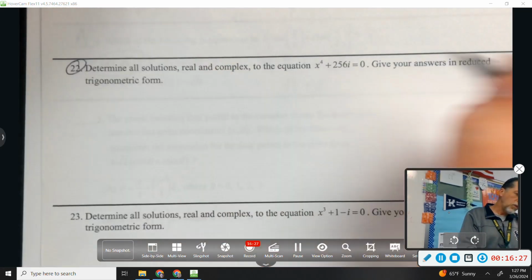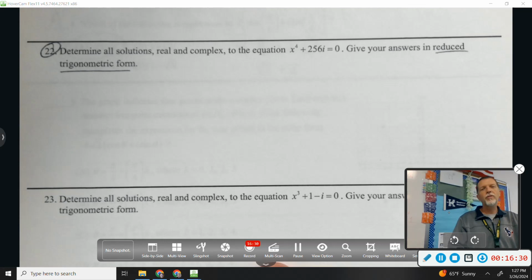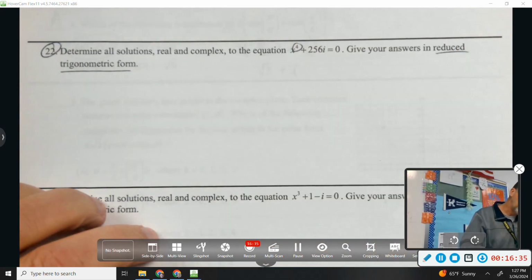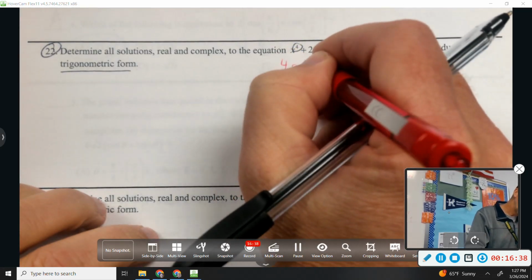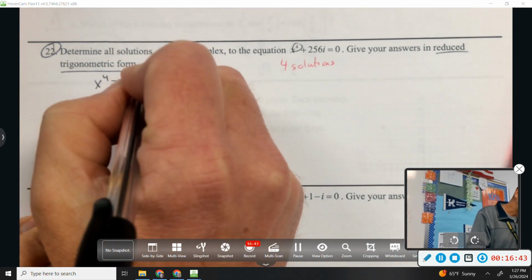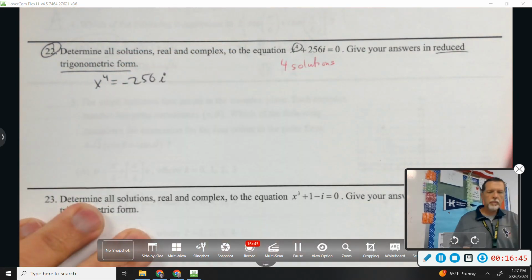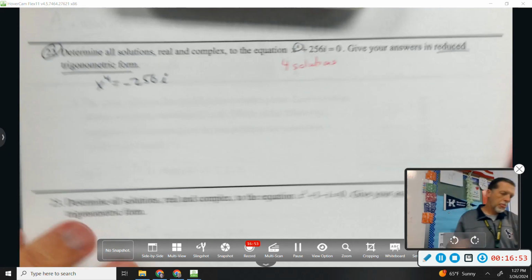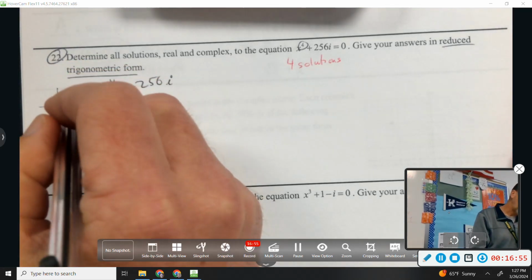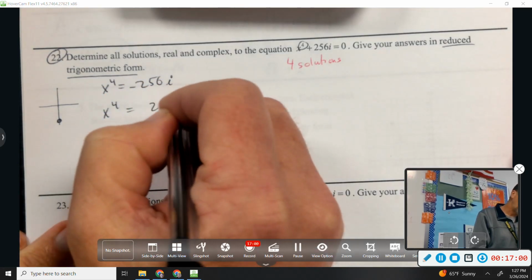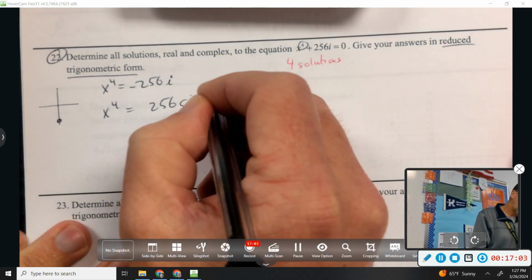All right, 22. Another one with trig form. Good deal. X to the 4th, so 4 solutions. So x to the 4th equals negative 256i. But I don't want to take the 4th root yet. I need to put it into trig form so that I can do the angle trick. So negative 256i would be down there: 256 cis 3 pi over 2.